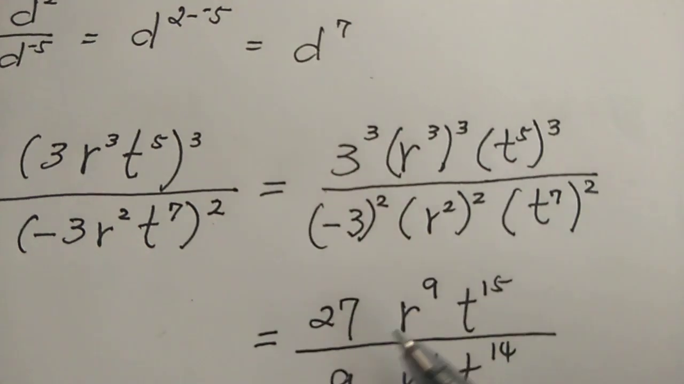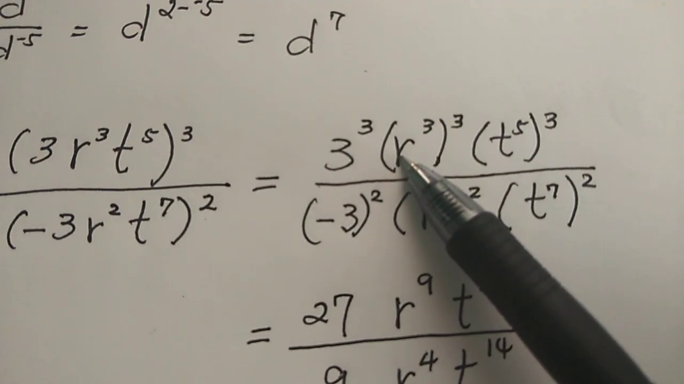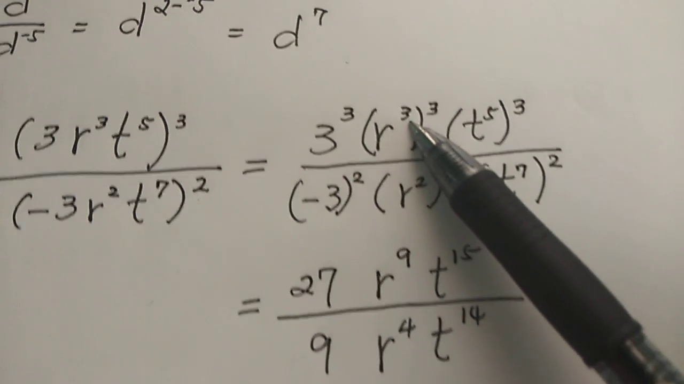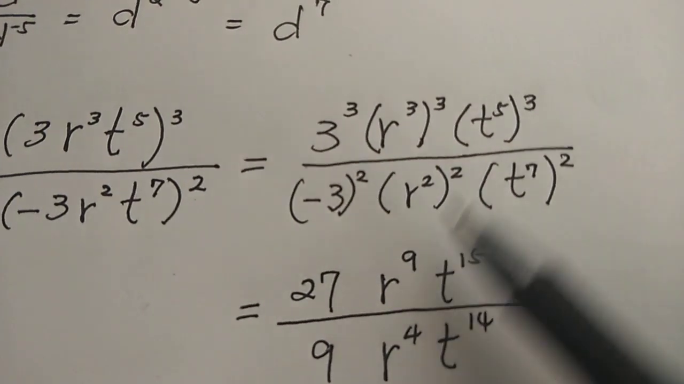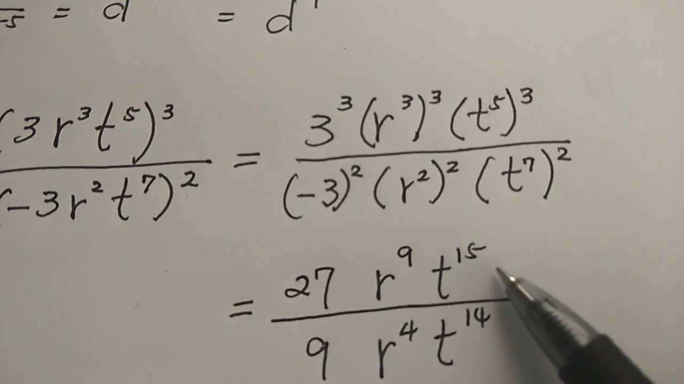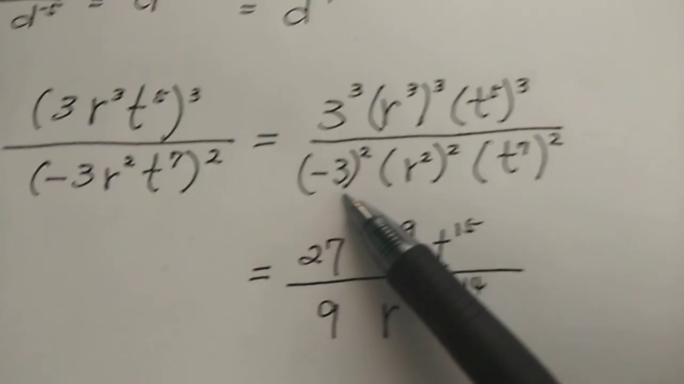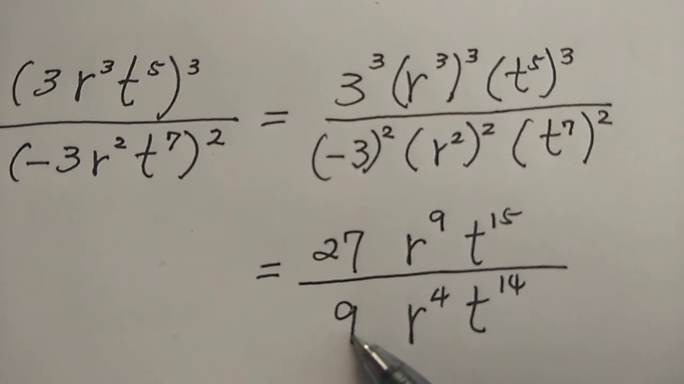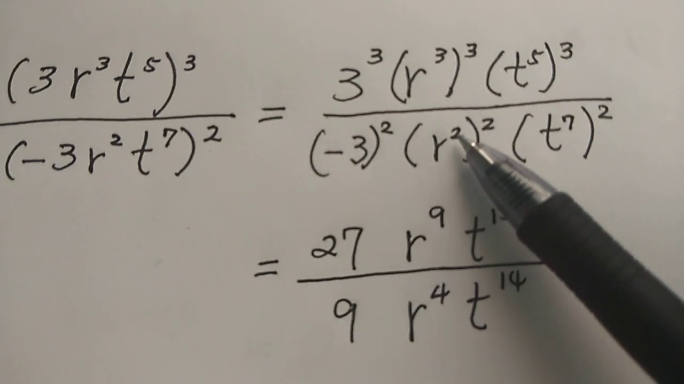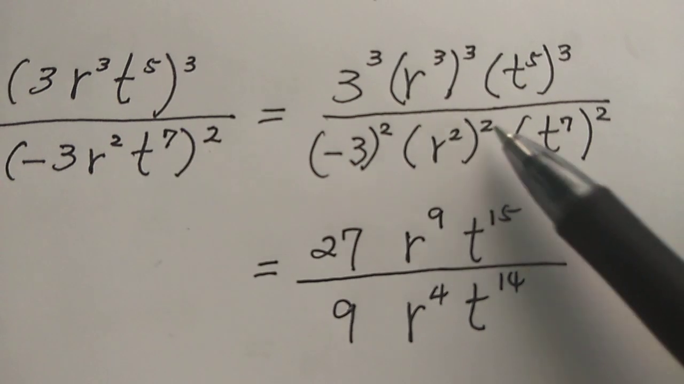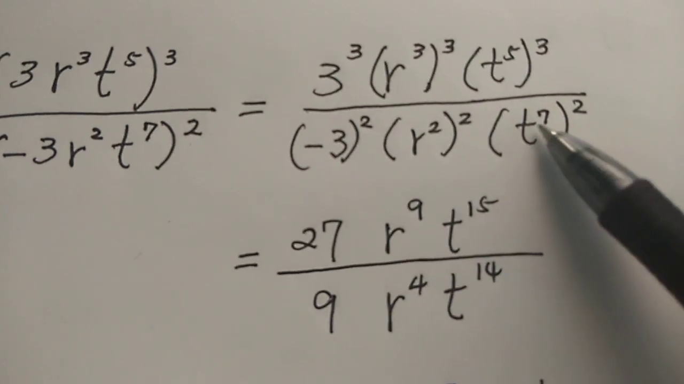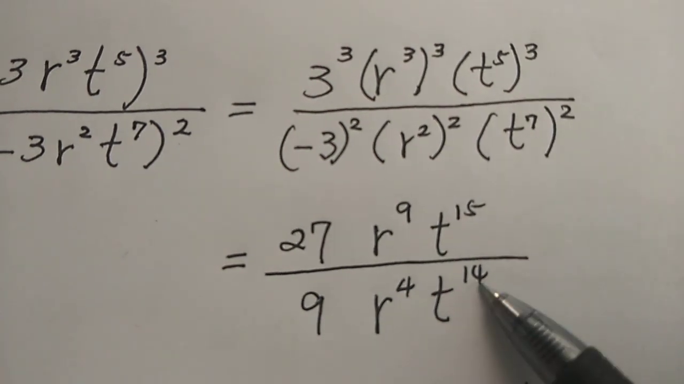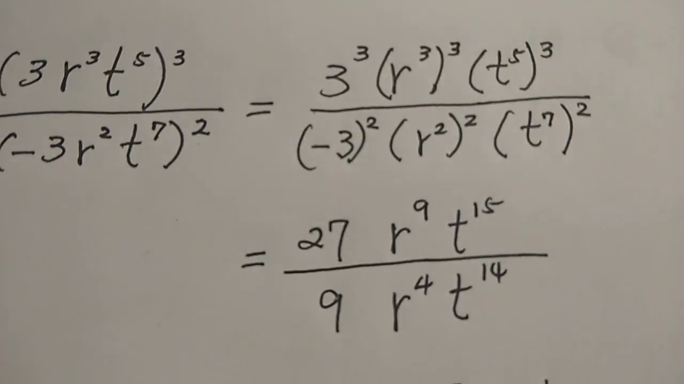3 to the third is 27. These two have to be multiplied together because it's a power of a power, so you get 9, and then you multiply these, you get 15. On the bottom, negative 3 raised to the second power is positive 9. And then r squared to the second power is r to the fourth power. t to the seventh raised to the second power is t to the 14th power. Now you simplify.